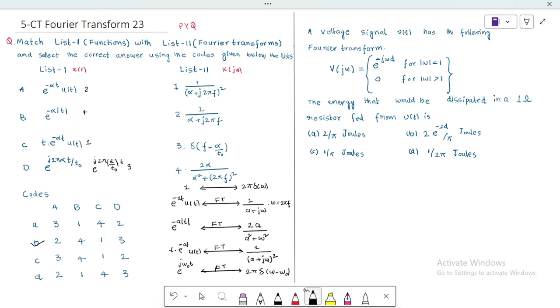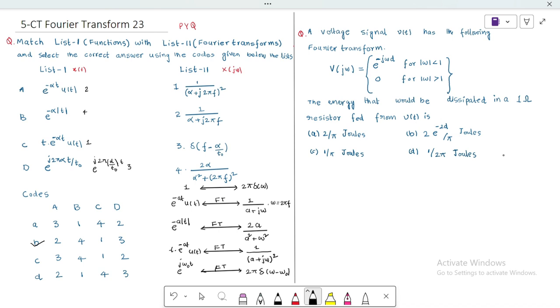Next question. This is asked in the ECE stream in the Engineering Service Examination. A voltage signal V of t has the following Fourier transform. What is the energy that would be dissipated in a 1 ohm resistor fed from V of t? So the V of t signal is given to the resistor.